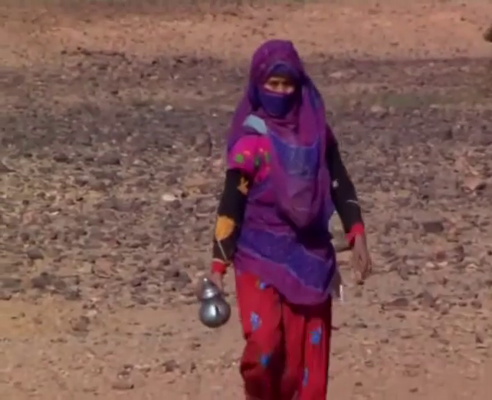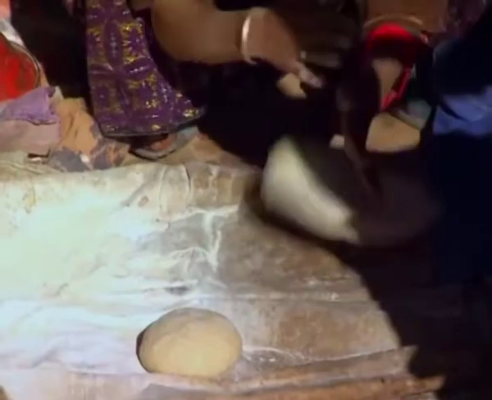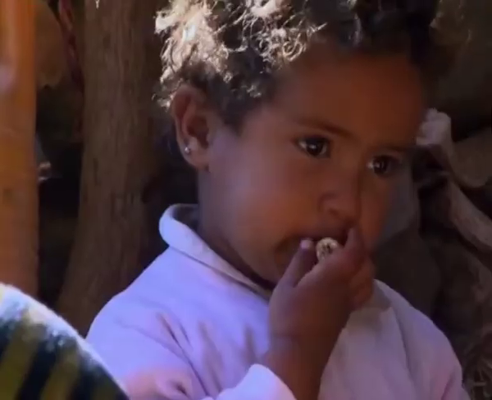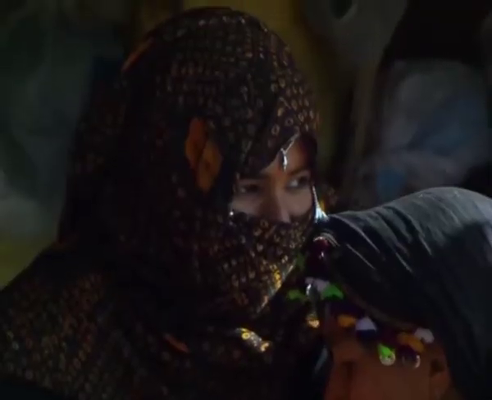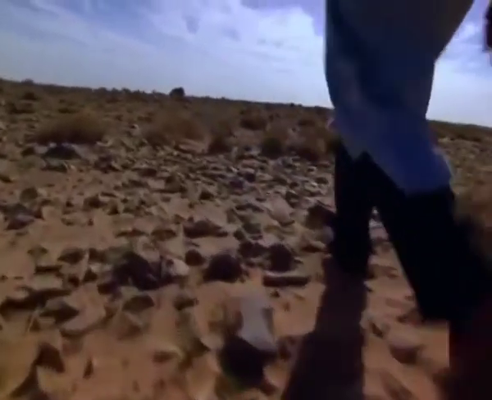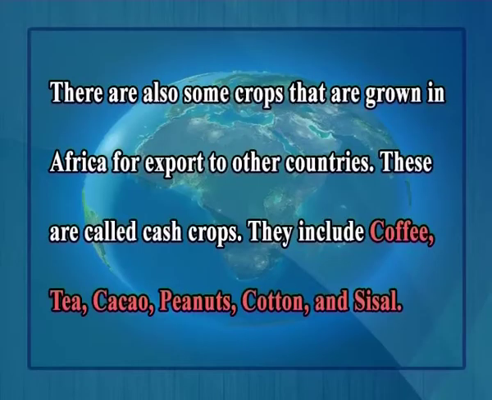The climatic conditions greatly affect the people who live in Africa. Most people in Africa are subsistence farmers. That means they grow enough food to eat, and that is their primary occupation. The common staple crops in Africa are corn, cassava and rice. There are also some crops that are grown in Africa for export to other countries. These are called cash crops. They include coffee, tea, cocoa, peanuts, cotton and sisal.